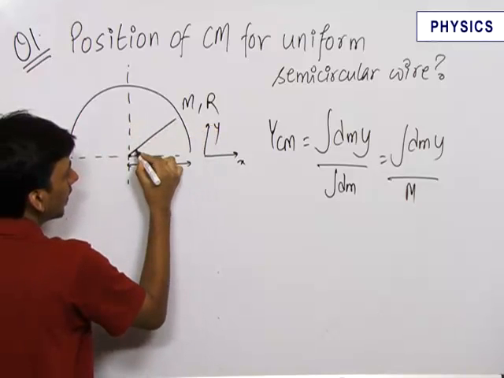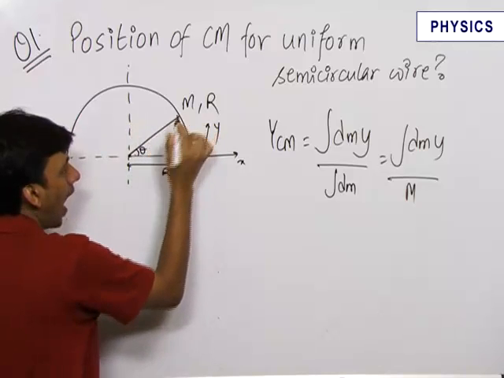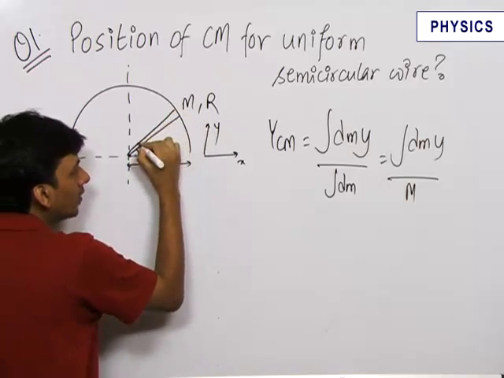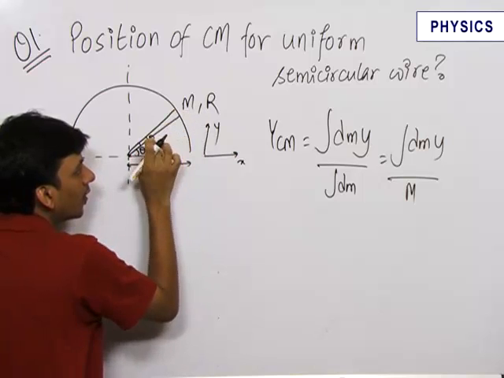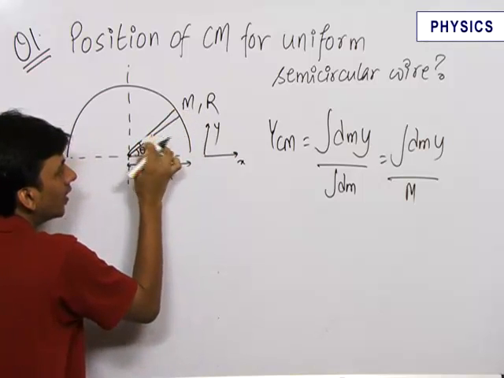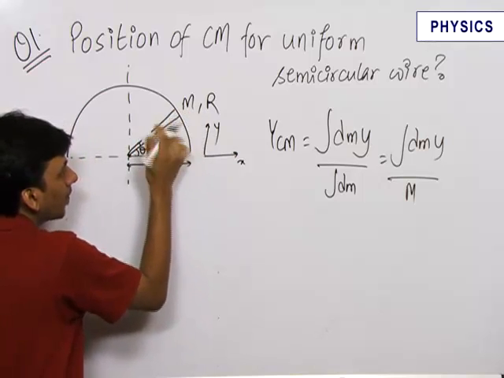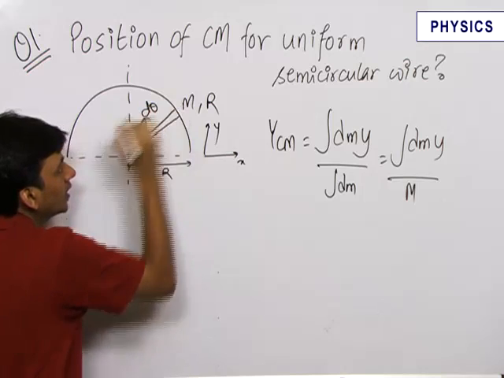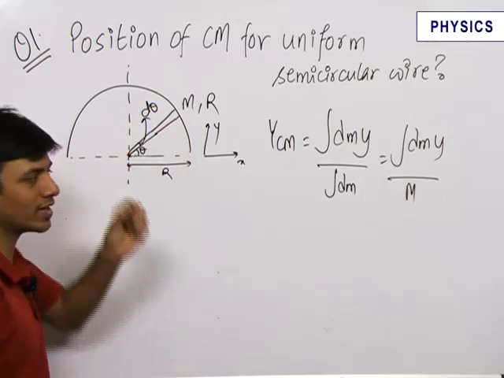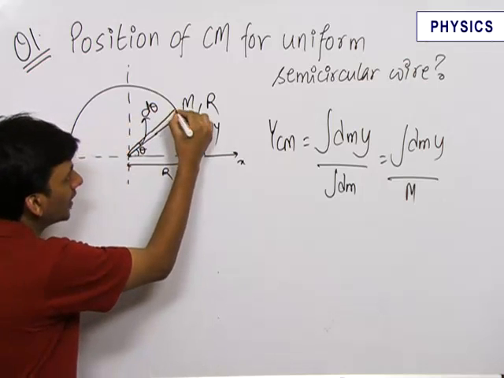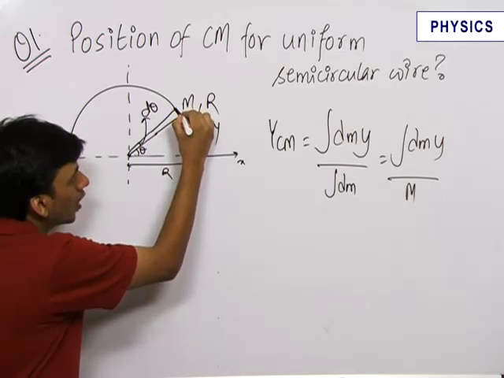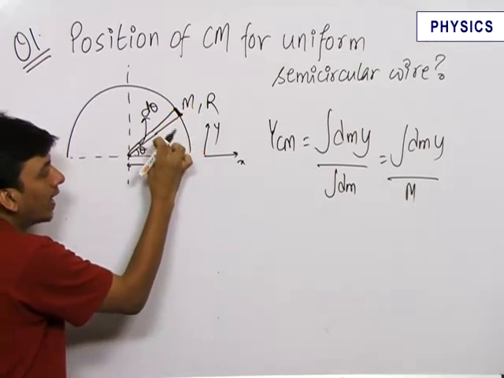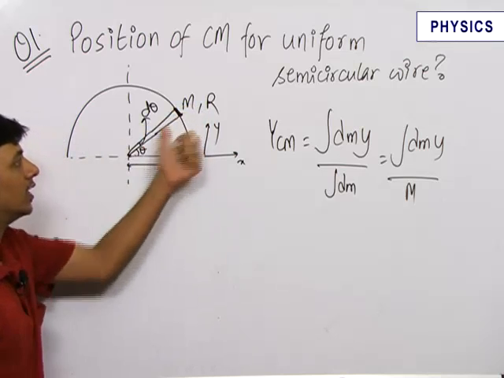You take angle theta, and at any general angle theta, you take an element which is subtending an angle d theta. This angle is d theta. This d theta is very small. So our small element is this one, which is subtending an angle of d theta, and it is located at a position of angle theta.